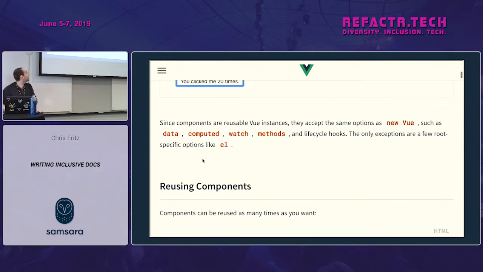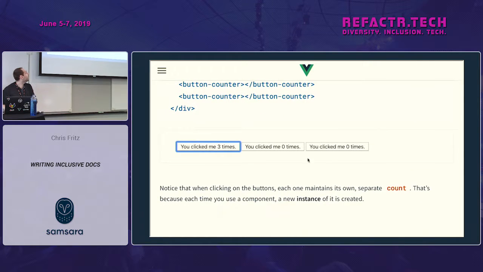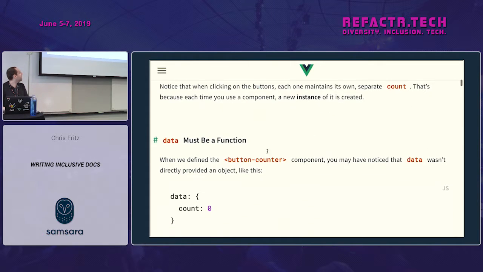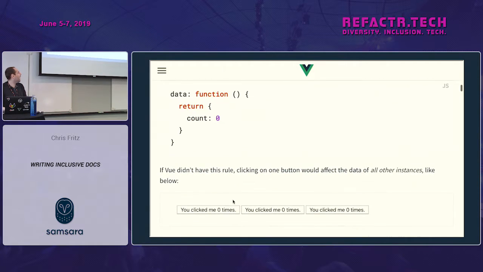And we also talk about how you can reuse these components. And we show how you can reuse them, and each of them keeps track of how many times they've been clicked. And then we talk about why this data property has to be a function that returns an object rather than just an object, by showing what happens if it wasn't a function. All these buttons share the same count. So whenever you click on one, the count for the others goes up too. And I realized while making this, you know what, this tells a story, but it's not as emotionally relevant as it could be.